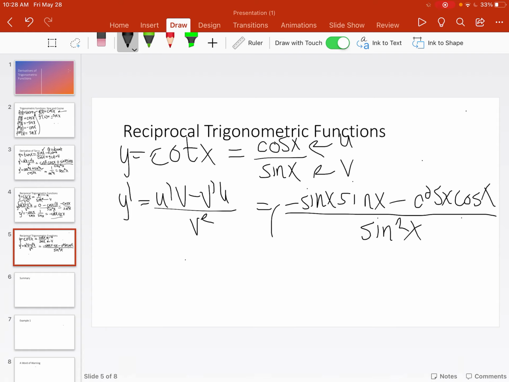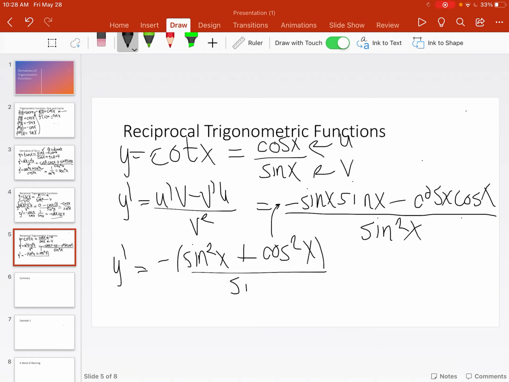Okay, so we're not done yet. We've got to simplify. Well, we can pull this negative sign out. So let's do that. Negative sine squared x plus cosine squared x over sine squared x. Now, let me tell you, you're going to appreciate seeing this more often. And why? Because it just collapses down to 1. Negative 1 over sine squared of x.